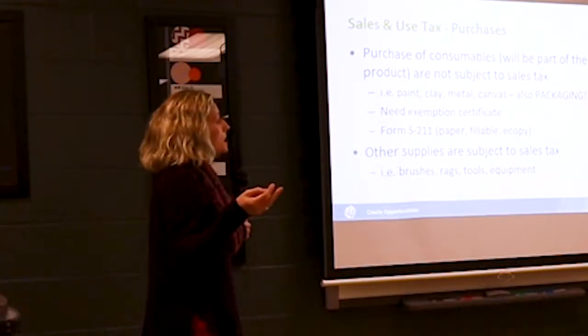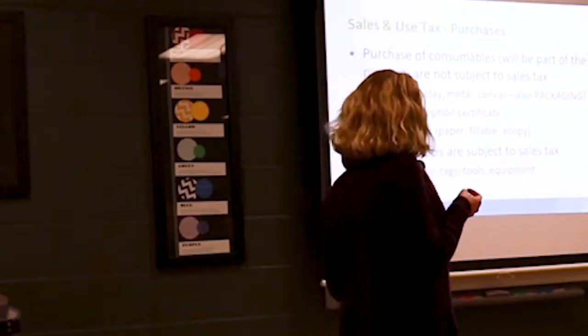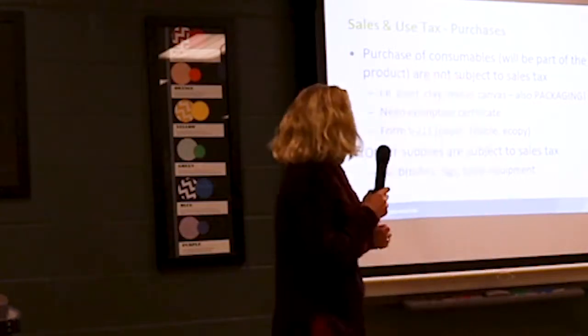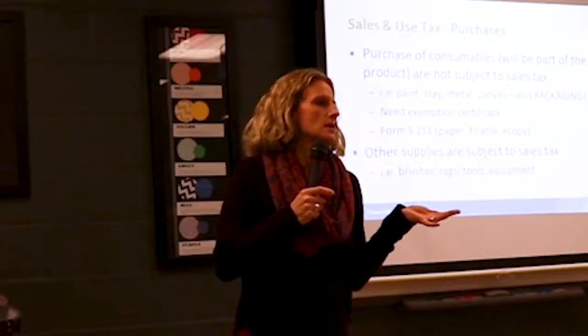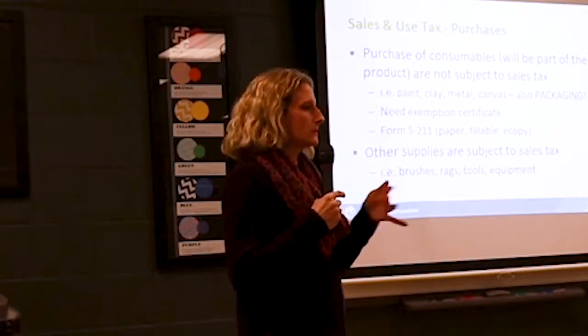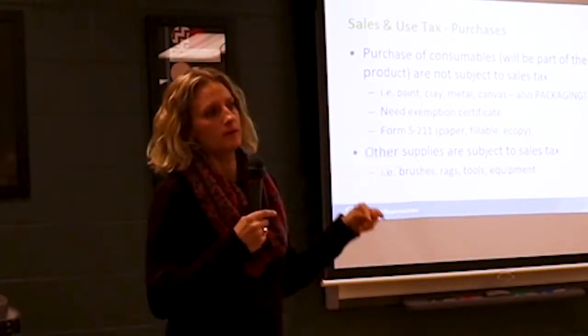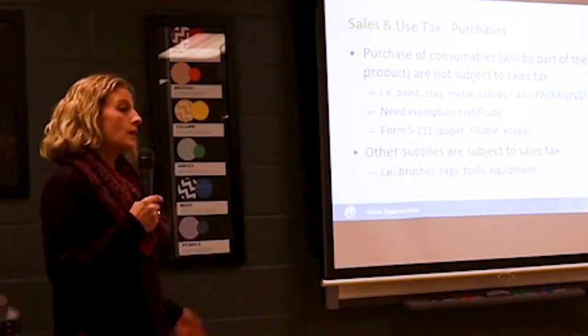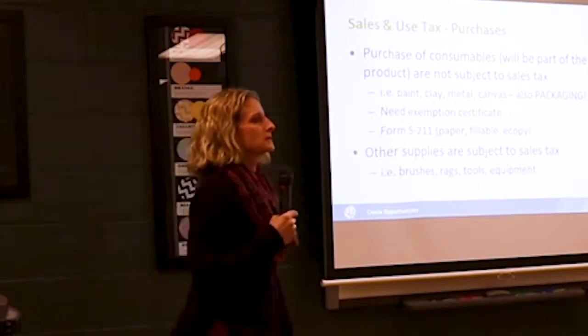And included in that is actually packaging too. You need to have an exemption certificate, and the exemption certificate is this form S211, and that is actually on the Wisconsin Department of Revenue website, or if you just Google Wisconsin form S211, it'll pop right up. So then you just provide them with that exemption certificate, and then you don't have to pay sales tax, okay?